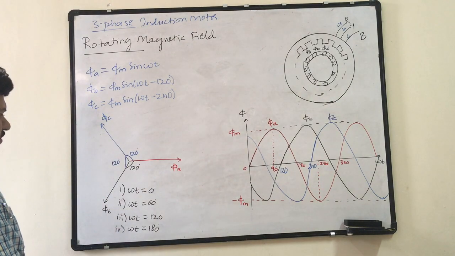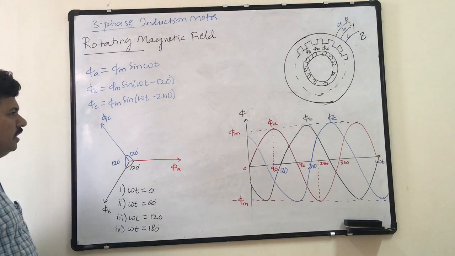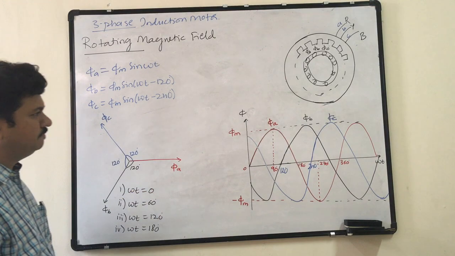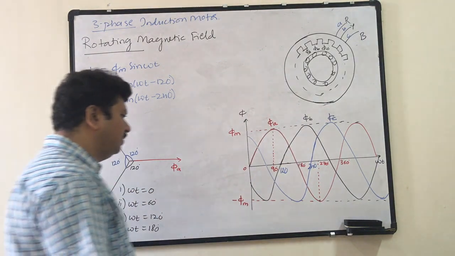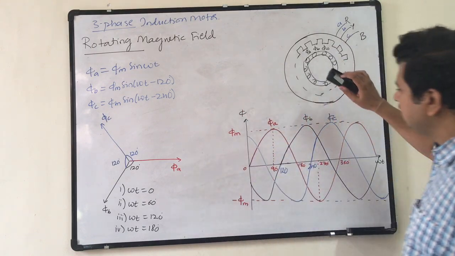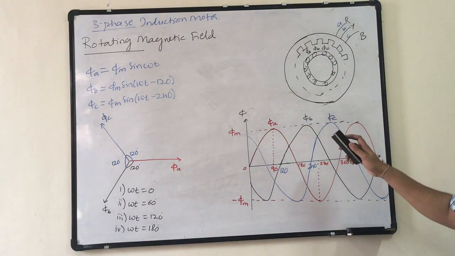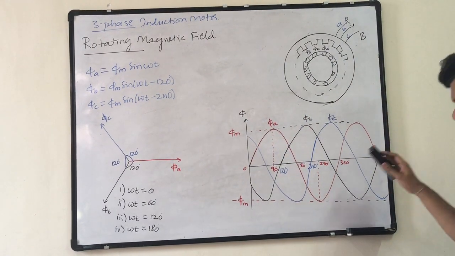Okay, so first we will take the case when omega t equal to 0. For that I have to rub this right part. I need this vector diagram for my reference. So what I will do is simply rub this. Okay, so it is a three-phase waveform, which we have studied in three-phase circuits.